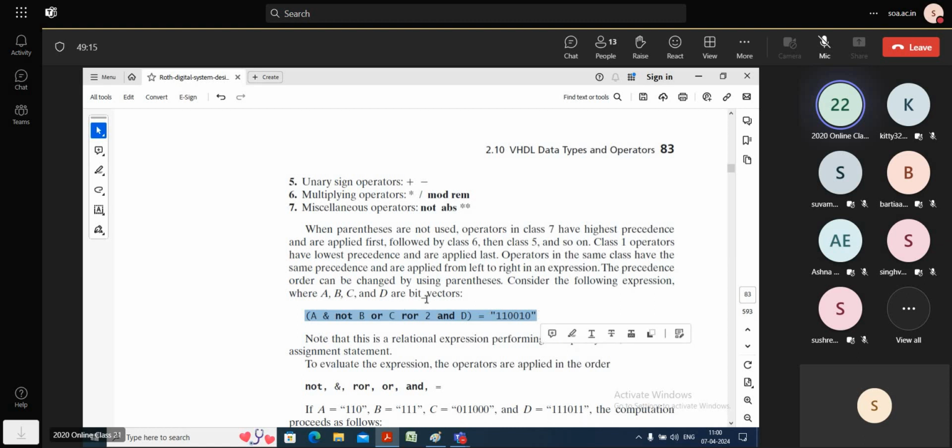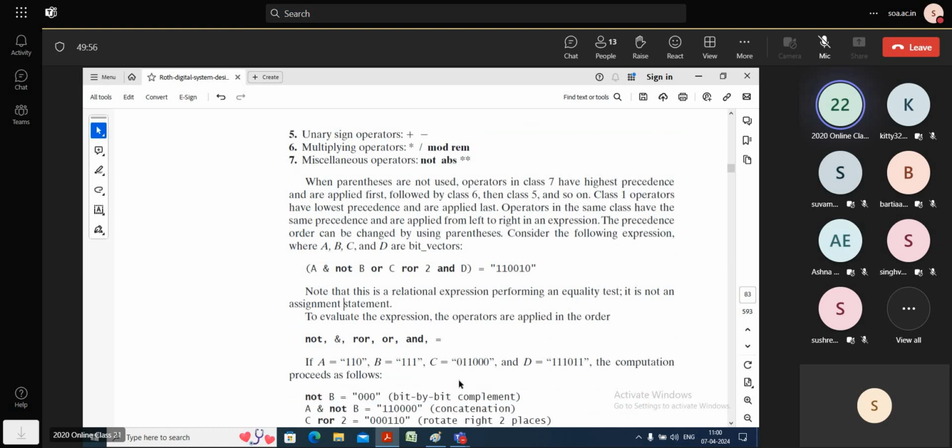Here A, B, C, D are all bit vectors. Bit vectors are arrays that we have already studied. Here we evaluate this and compare whether it is equal to the value 110010 or not. So this is a relational expression performing an equality test, whether the value of the left hand side is equal to this or not.